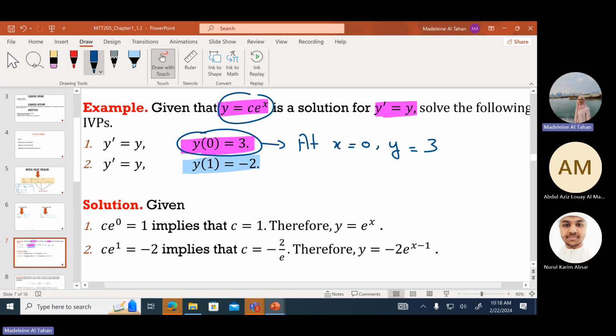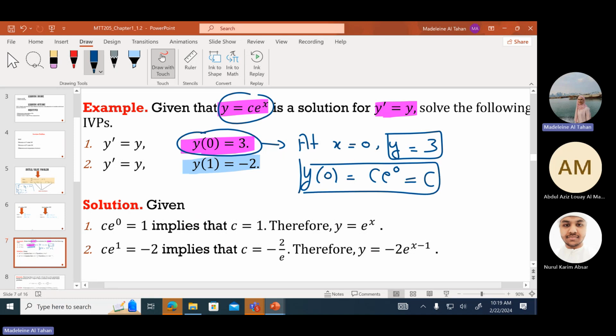Okay, so x equals 0, y of 0 is equal to c e^0. Do we agree? From where did we get this one? The function is given, right? And we are substituting x equals 0. What's e^0? 1. So c times 1 is c. But also here, you are saying y equals 3, and here you are saying y equals c. So what can we deduce here? c equals 3. So did we find the value for c?